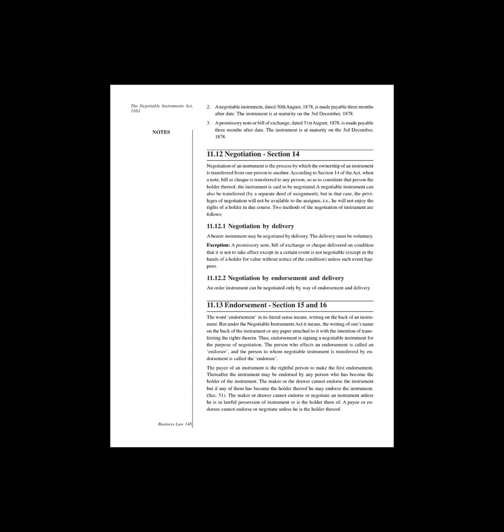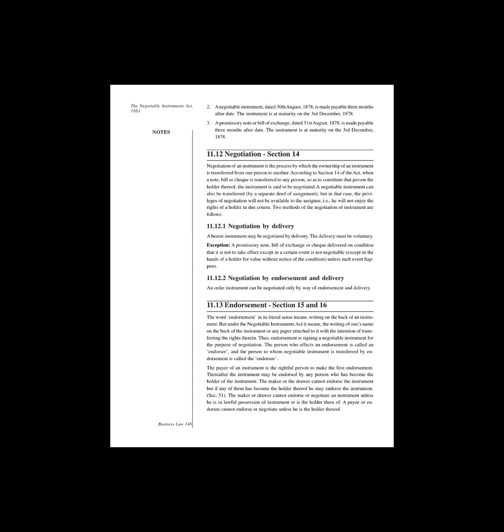Two methods of negotiation of instruments are: first, negotiation by delivery, and second, negotiation by endorsement and delivery. Negotiation by delivery means a bearer instrument may be negotiated by delivery. The delivery must be voluntary. In negotiation by endorsement and delivery, an order instrument can be negotiated only by way of endorsement and delivery.